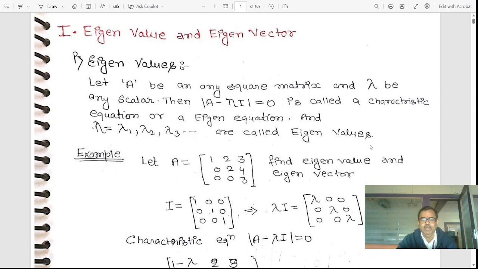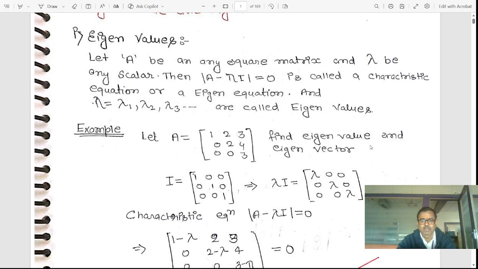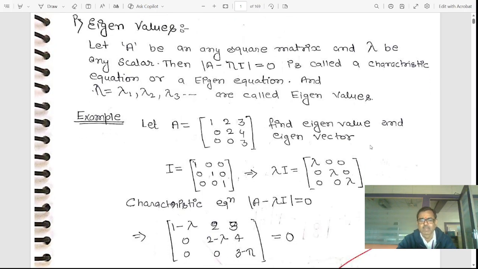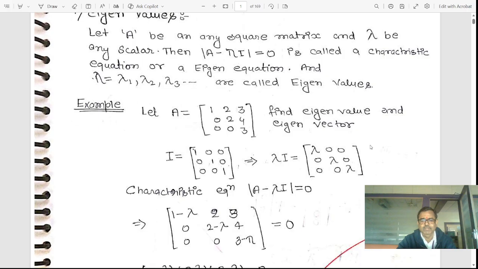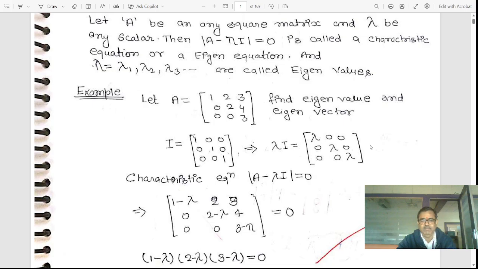Now let us consider the identity matrix of order 3: 1, 0, 0, 0, 1, 0, 0, 0, 1, multiplying by lambda. So lambda I equals lambda 0 0, 0 lambda 0, and 0 0 lambda. Now applying the condition of the characteristic equation, the determinant of A minus lambda I equals 0. So A minus lambda I becomes 1 minus lambda, 2, 3, 0, 2 minus lambda, 4, 0, 0, 3 minus lambda.